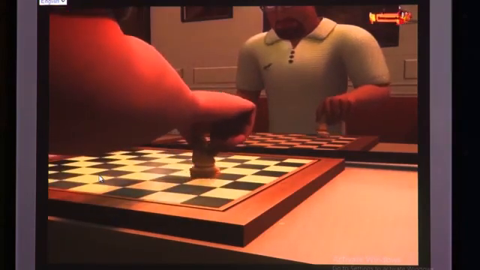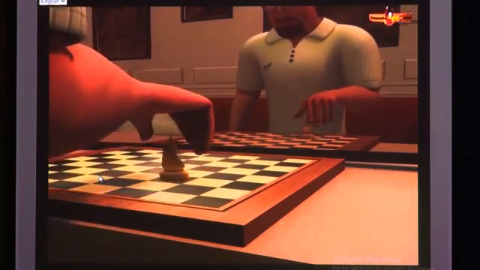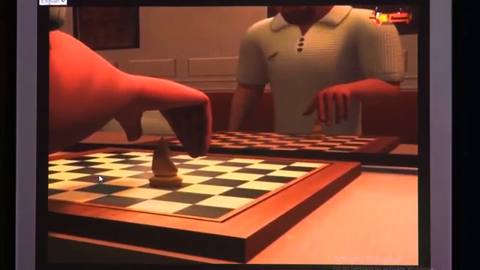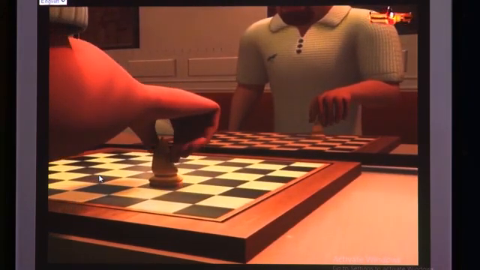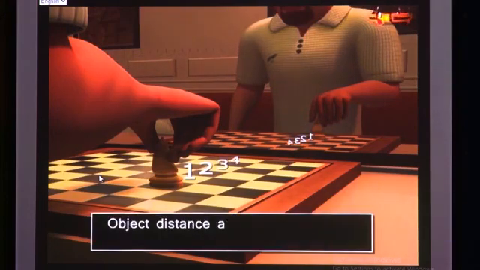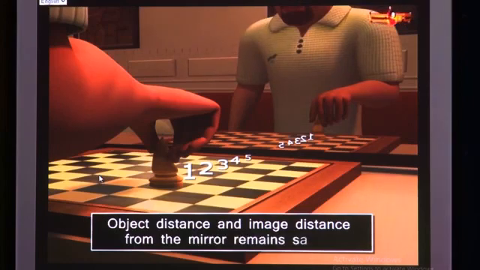Now, move the horse on the chessboard and observe the position of its image. We observe that as we move the object, its image also moves by the same distance. As we count the number of squares between the object and the mirror and between the image and the mirror, the count comes out to be the same.